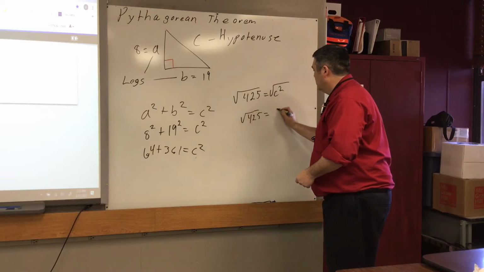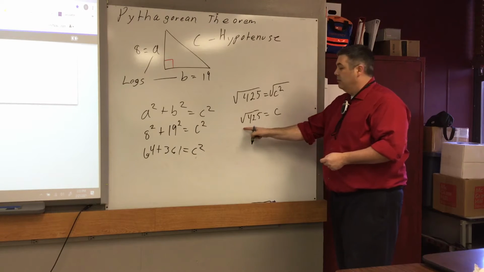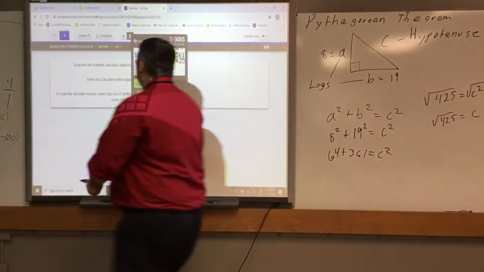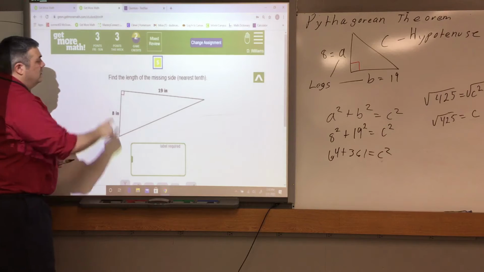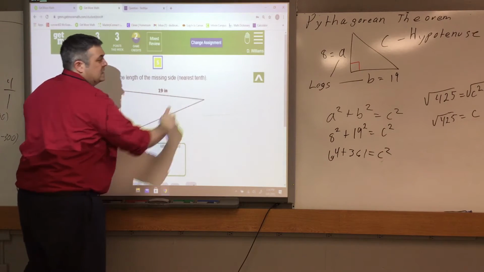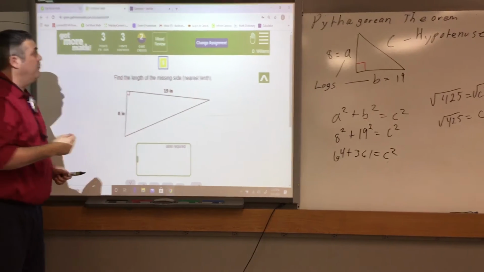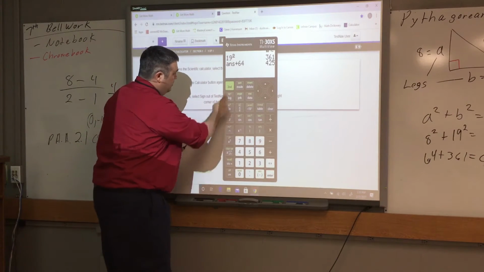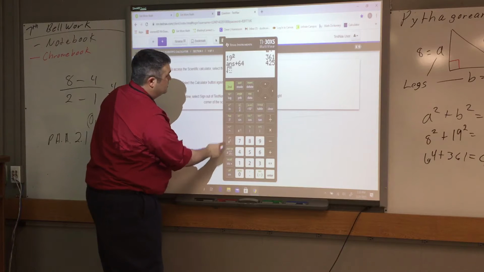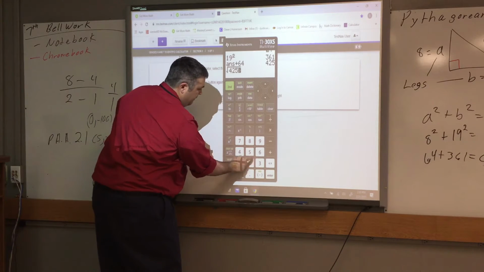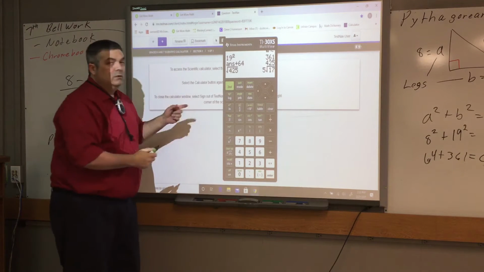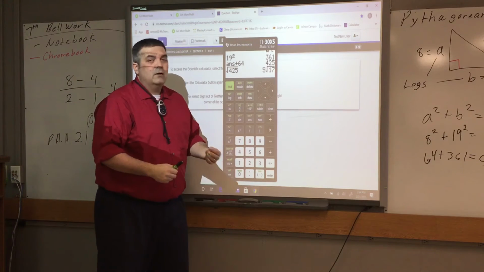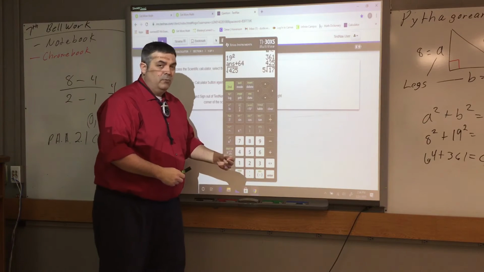So the square root of 425 equals c, and now I'm going to go to my calculator and take the square root of 425. But real quick, Get More Math says to round to the nearest tenth, so we want this in decimal form. On the calculator, I take second, square root, 425, and when I hit enter, notice what it gives me: 5 square root of 17. That's not what I want. I want the decimal form of this.